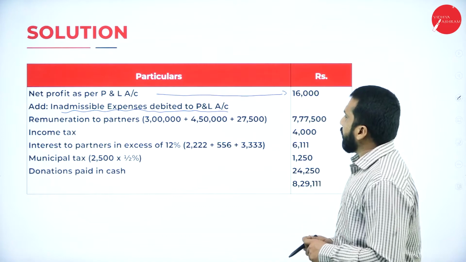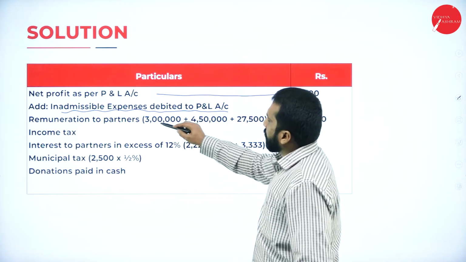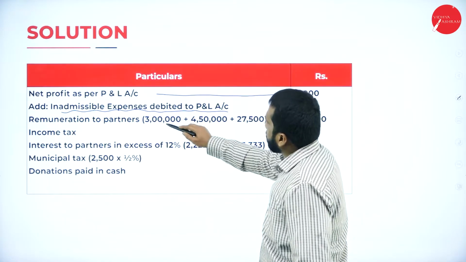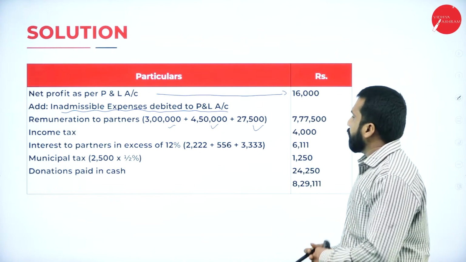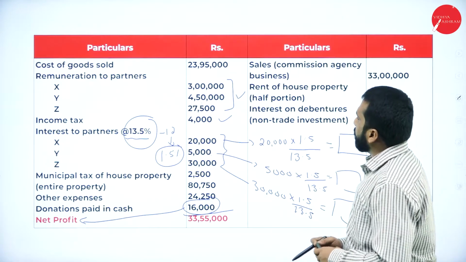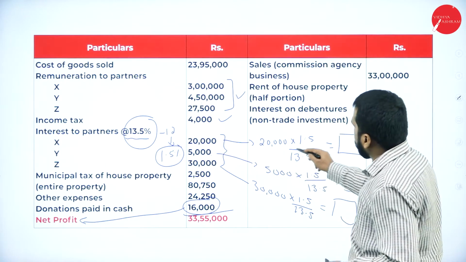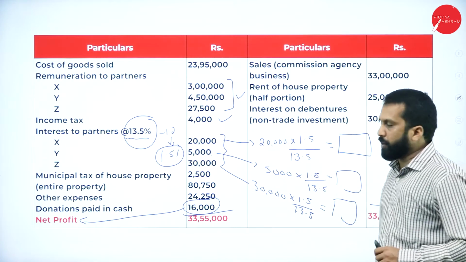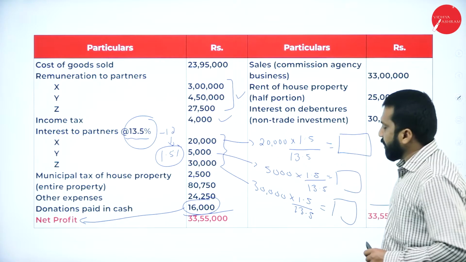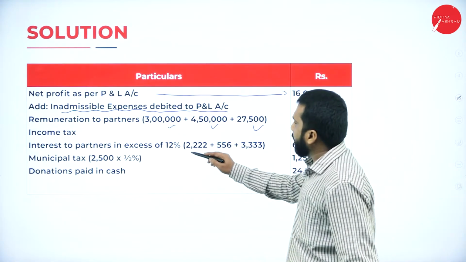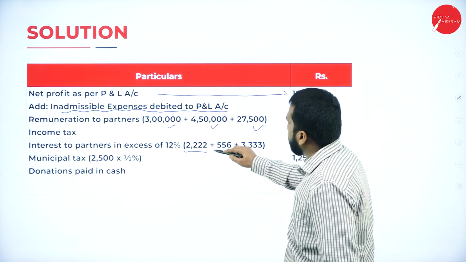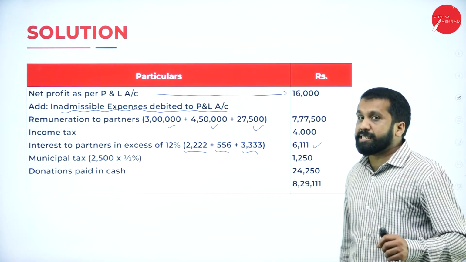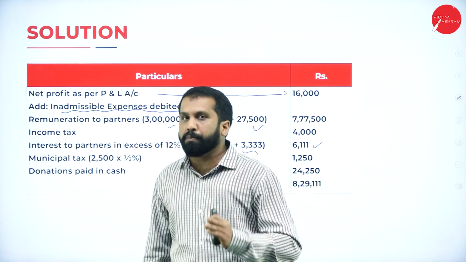Now, go back to your answer. In the answer, remuneration to partners, 3 lakh, 4 lakh 50, 27,500. Then, what is the excess? Like on 20,000 into 1.5 divided by 13.5, 5,000 into 1.5 divided by 13.5, 30,000 into 1.5 divided by 13.5. If you do this calculation, 2,222, 556, 3,333, your answer will be 6,111. Hope you are clear.